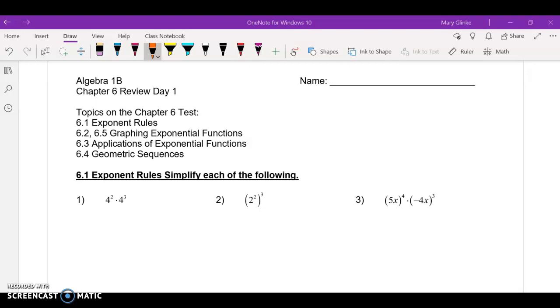Hello. The purpose of this is to review for our test that's upcoming. You can see all of the different topics that will be on the test. Today, this review is going to cover the exponent rules and then also the applications.